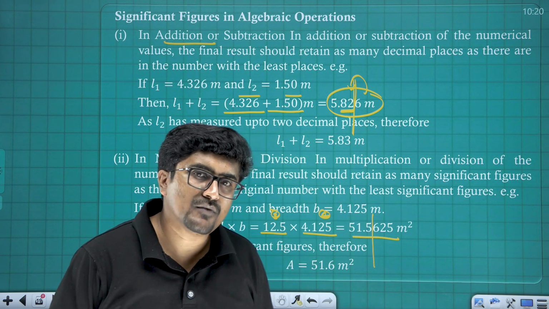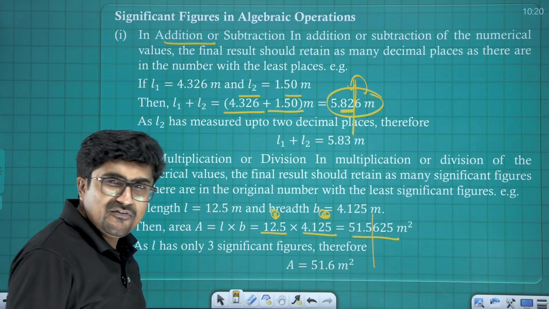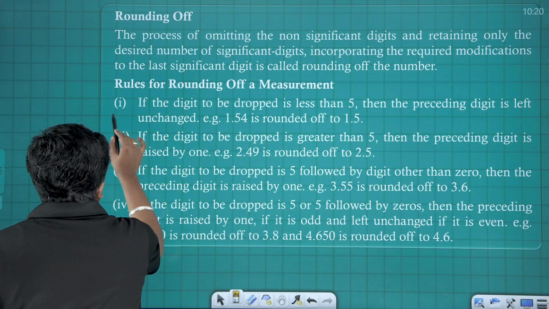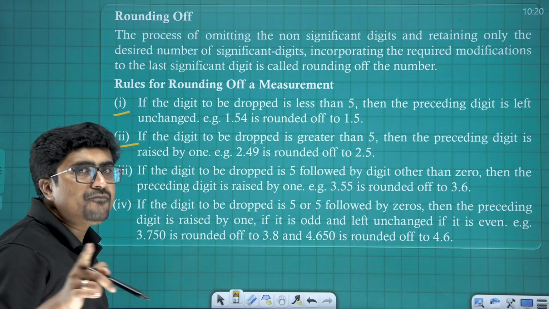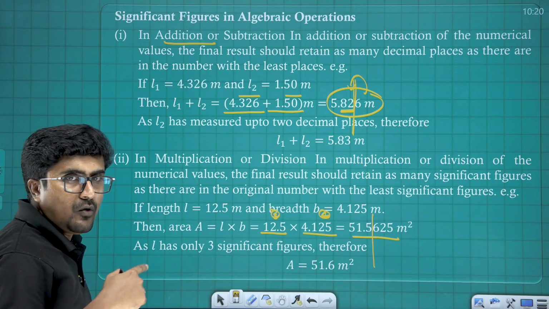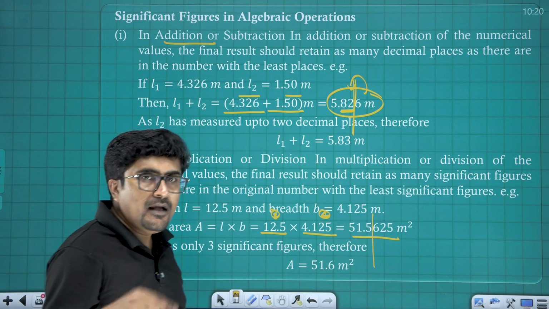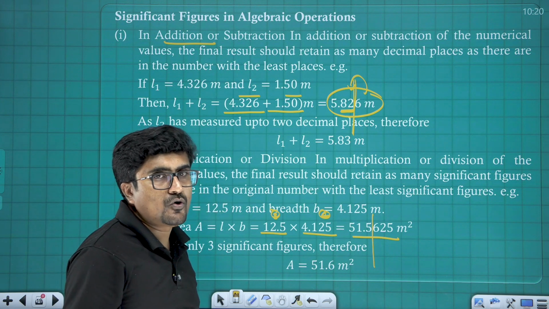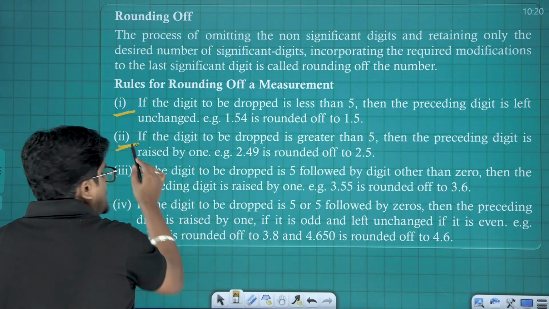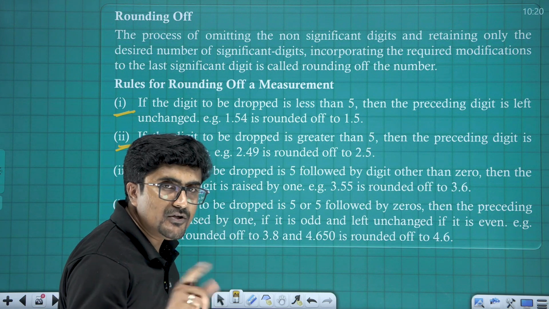Is that okay? Next is rounding off. We already did rounding off here, but still we need to tell about the rules. First one: if the number I am going to drop is greater than 5, like what we did over here, the number towards the left needs to be increased by 1, and if it is less than 5, you can drop it as it is. So that is the first point.